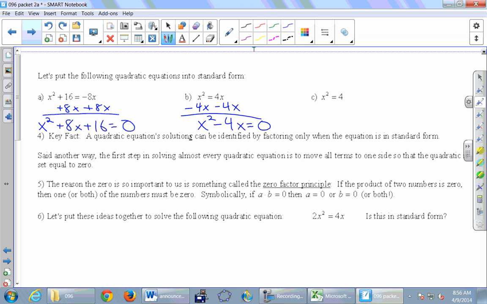And then same thing for part C. What do we do to both sides to get a 0? Subtract that 4 from both sides. We get x squared minus 4 equals 0. All three of these are in standard form now. Questions on standard form?